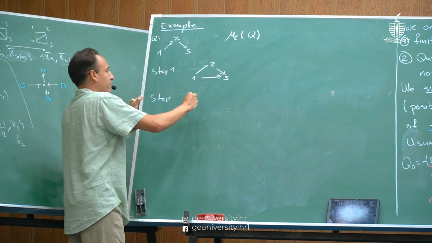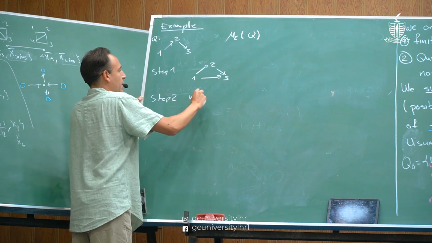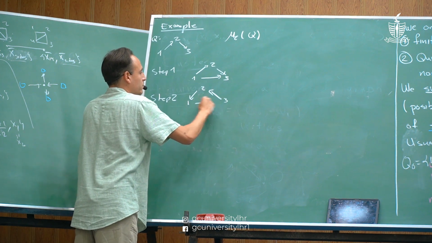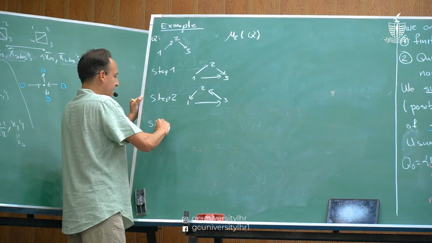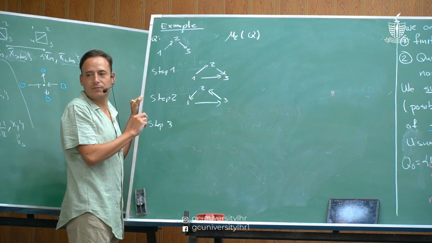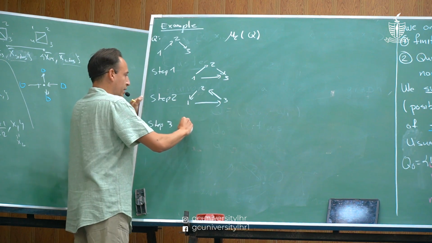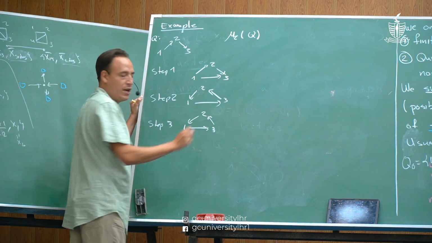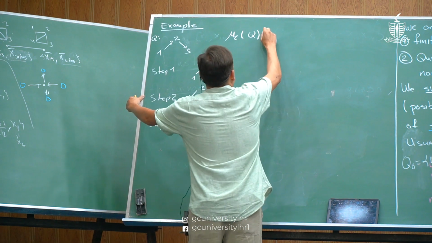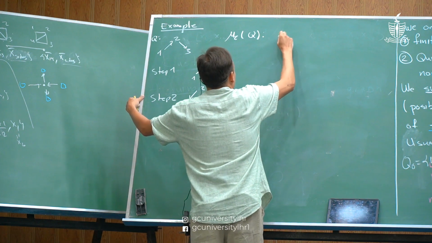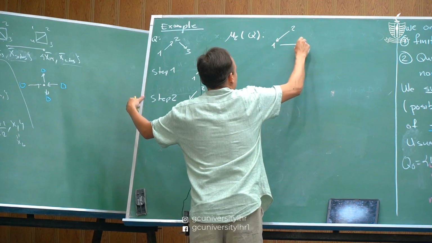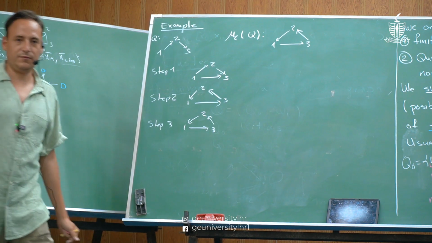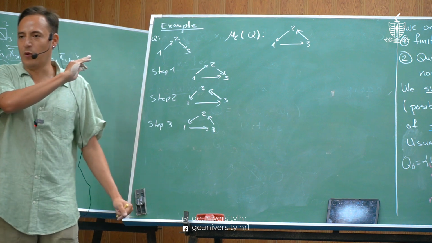Step 2, I reverse the arrows that involve 2. And step 3, remove 2-cycles. I don't see any 2-cycle, so it just remains the same. Okay? So this is the mutation. The mutation is just 2, 1, 3, 2. Okay? Questions so far? Everyone agrees that that's the mutation?